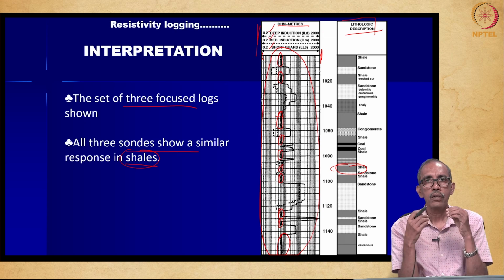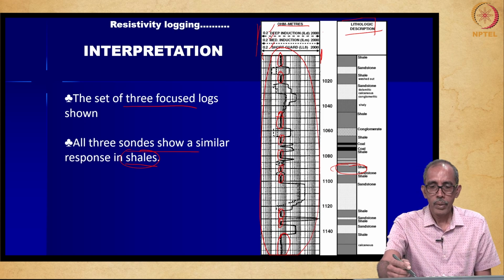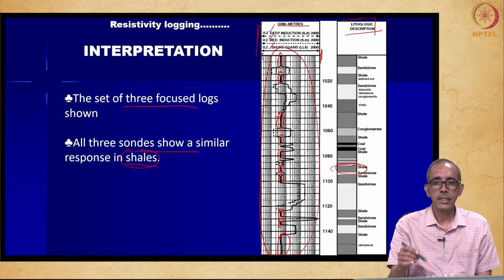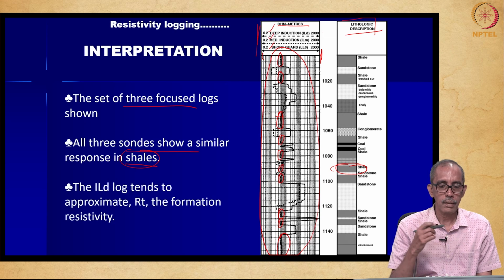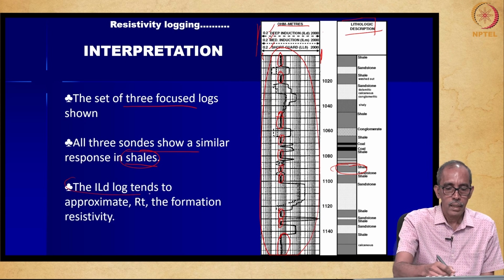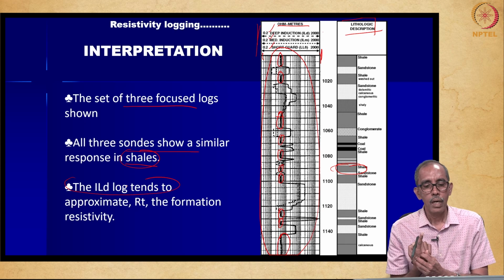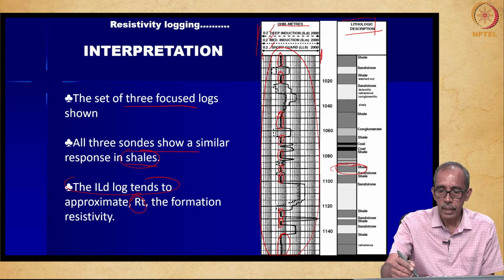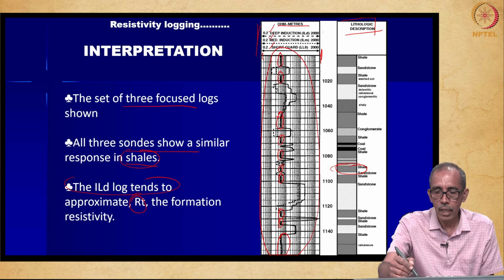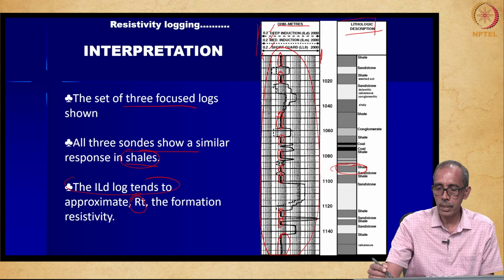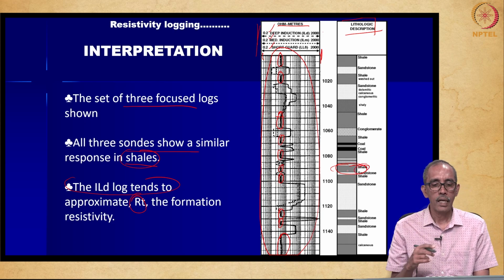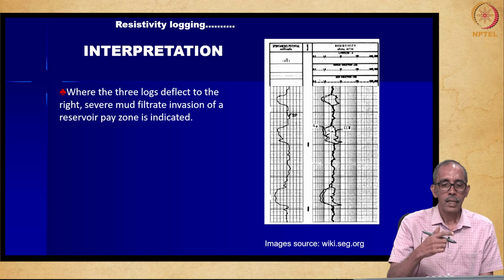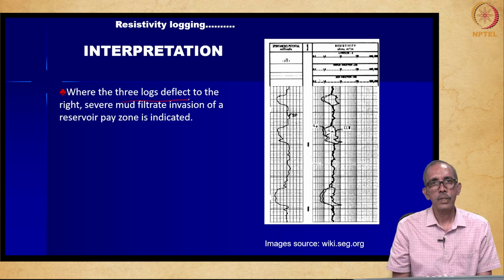Okay. So, very quickly we are able to interpret the log and find out the fine grain formation that can be differentiated from the coarse grain formation, right. Then the induction log tends to approximate the true resistivity of the formation. So, here whatever resistivity we have got in all the circled zones is the resistivity of the shale formation. Okay.